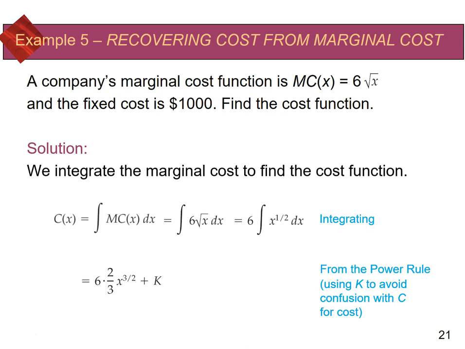They put plus k here to avoid confusion with c for cost. They're putting an arbitrary constant at the end. They just don't want to put a plus c there, because they don't want you to think that the C at the end is the same thing as the C you have on the left-hand side. So they're just putting another letter in for the arbitrary constant. If I simplify that further, I get 4 times x to the 3/2 power plus k.